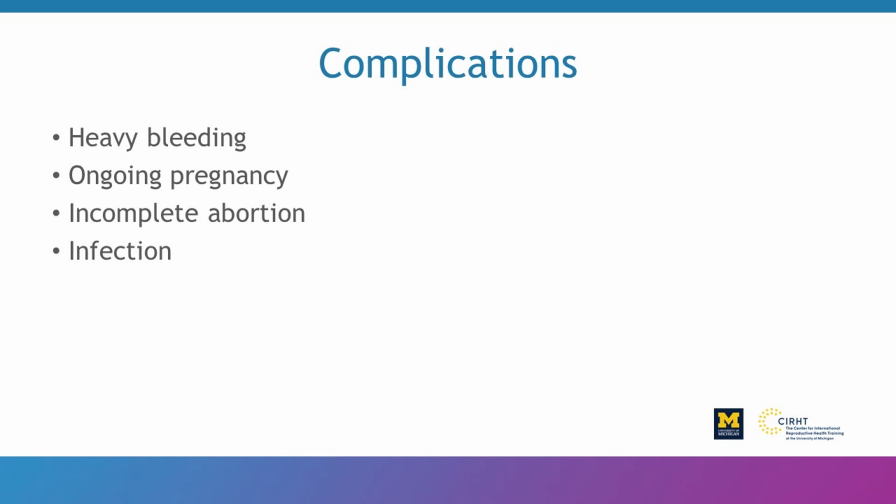So these are the complications. When we say complications, these are clinical conditions which need medical attention. So with medical abortion, you may end up with heavy bleeding, or there could be an ongoing pregnancy. We know that medical abortion is not 100% effective, so it's possible that the pregnancy can continue. Or it may end up with an incomplete abortion leading to an infection.